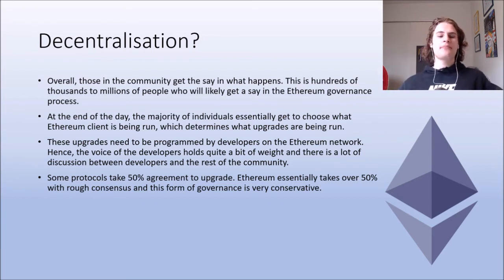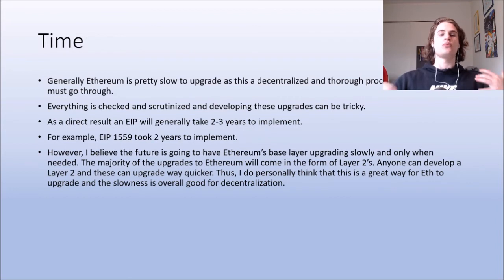So, some upgrades take about 50% of people to vote on the upgrade and then it goes through. However, Ethereum essentially takes over 50% with rough consensus, and this is basically the most conservative form of governance you can find out there. Bitcoin's form of governance is probably more conservative than Ethereum's. However, Ethereum is basically the second most conservative form of governance that you will find.